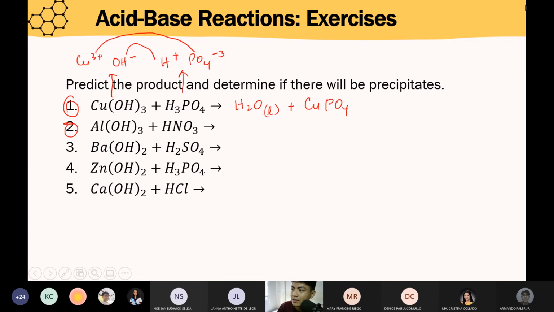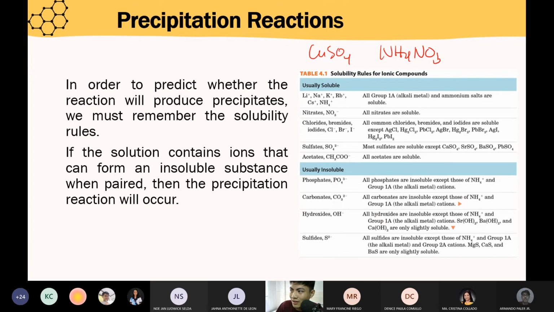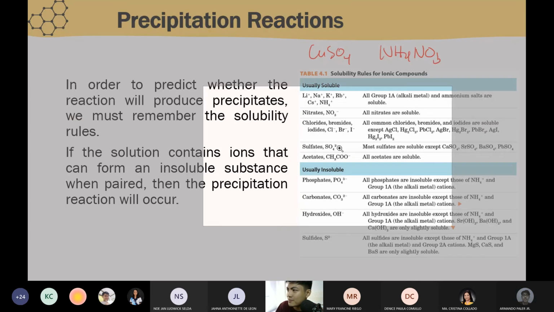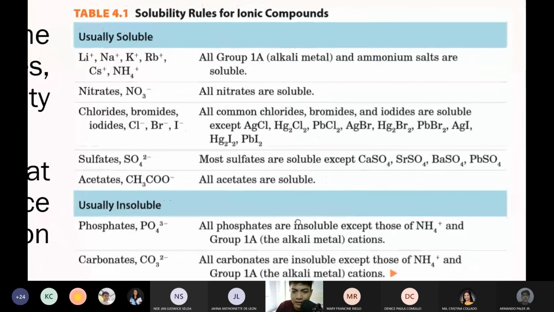So, yan. That is our answer. Question, may precipitate ba? So, hindi naman to focus ng topic natin, pero tignan natin kung may precipitate. Because sometimes meron eh. So, tingin ulit tayo sa table. Of course, yung water, di yan precipitate, no? Yung salt yung pwede maging precipitate. Tingnan natin copper phosphate. Copper phosphate. Tingnan natin.